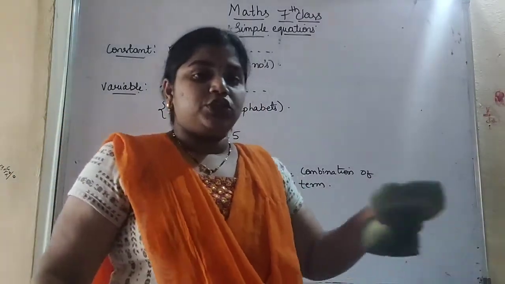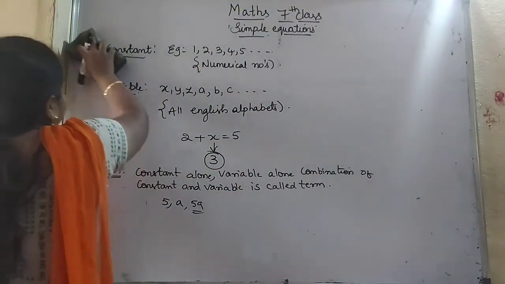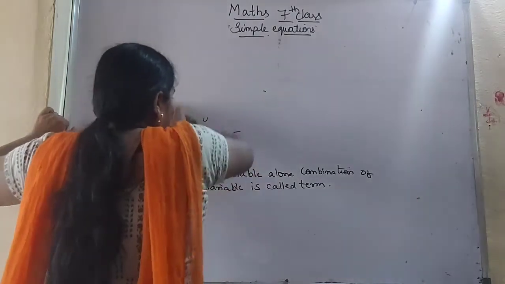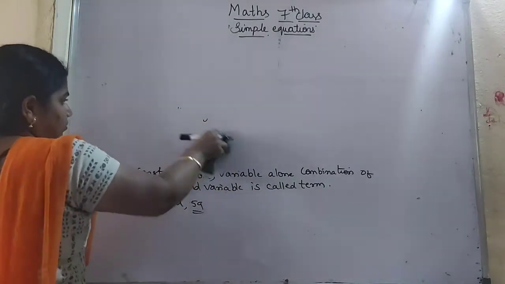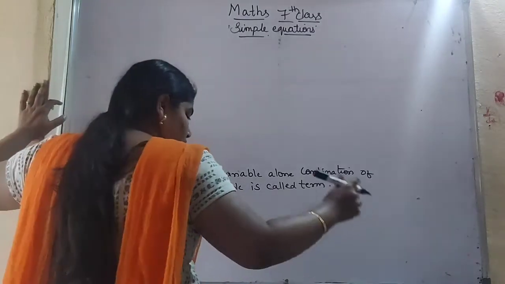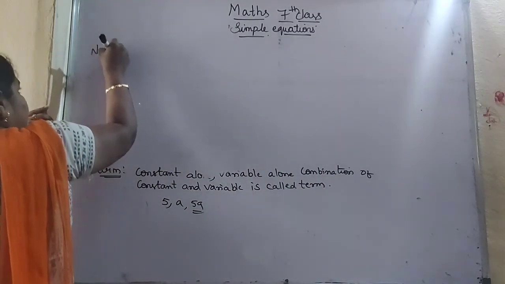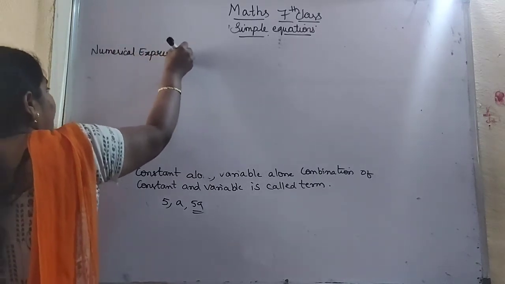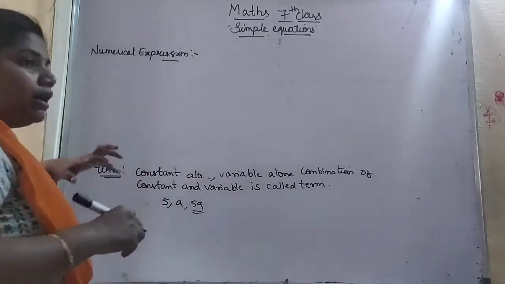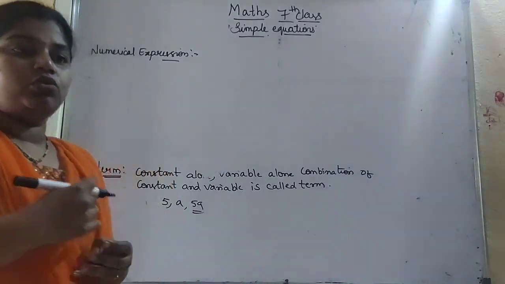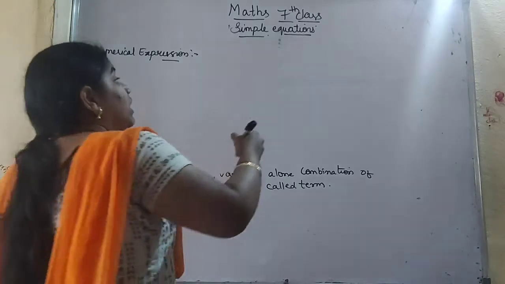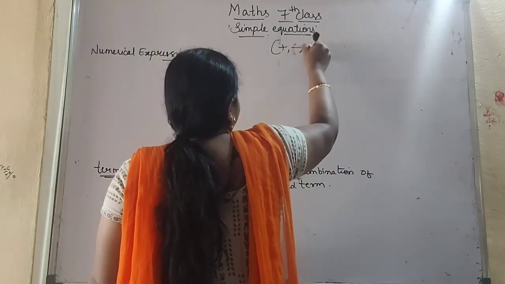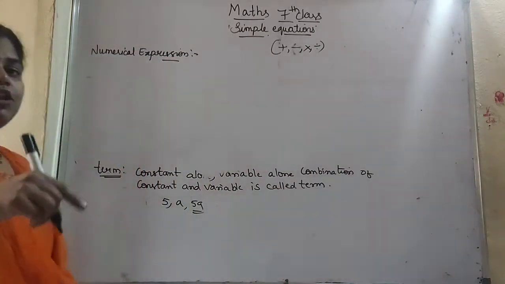Next is expression. So what do you mean by numerical expression? Numerical expression is nothing but combining 2 or more numbers, 2 or more numerical values with the help of fundamental operations, that is plus, minus, multiplication, division. That forms a numerical expression.